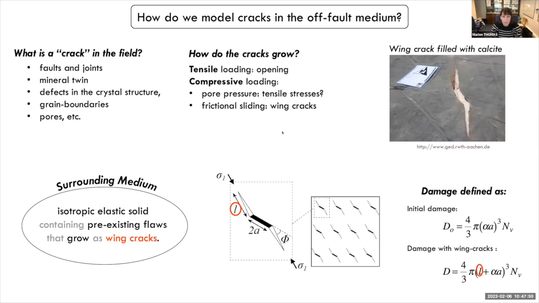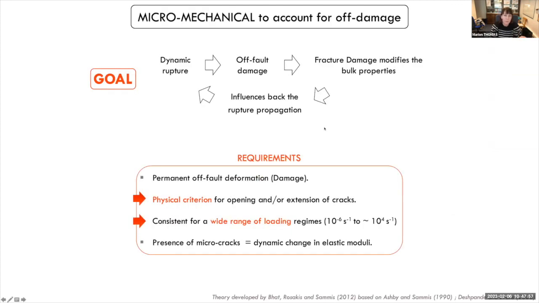So now we have a description of what is a damaged state, but of course we need some physical criterion to say when we're going to have opening or extension of those cracks. And as I mentioned before, since we are interested in the seismic cycle, we want to have a physical criterion which is consistent for a wide range of loading.